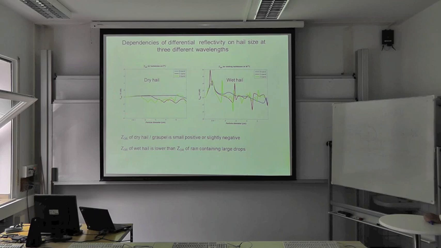For dry hail, when we display these dependencies, we take into account the orientation as well. Because hailstones fall, they experience tumbling behavior. So the orientation of hailstones is semi-chaotic, semi-random. Because of this randomness of orientation, we have relatively small differential reflectivities for dry hail. However, we may have negative differential reflectivities for dry hailstones, especially for smaller ones.